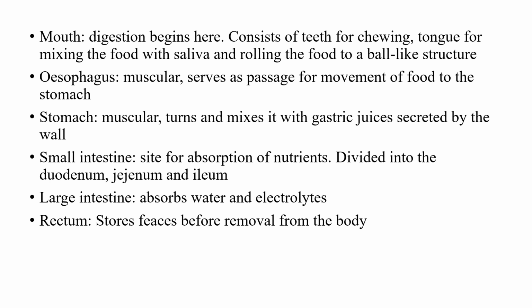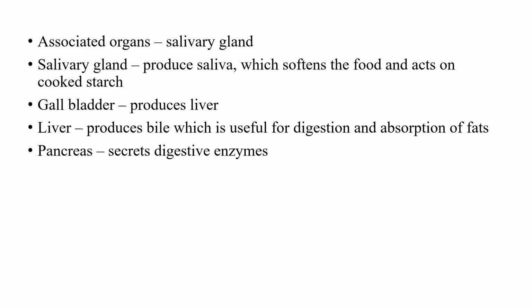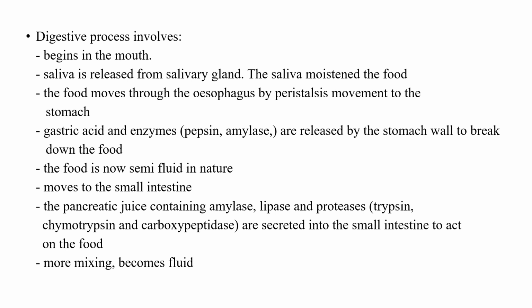After the stomach, we have the small intestine, which is divided into the duodenum, the jejunum, and the ileum. Then after the small intestine, we have the large intestine, where the absorption of water and electrolytes takes place. The next one after the large intestine is the rectum. The rectum stores feces before removal from the body. Now, when we talk about the associated organs, we're talking about organs like the salivary gland, which produces saliva. We're talking about the gallbladder, which stores bile produced by the liver. We also have the liver itself that produces the bile, and the pancreas that produces some digestive enzymes.